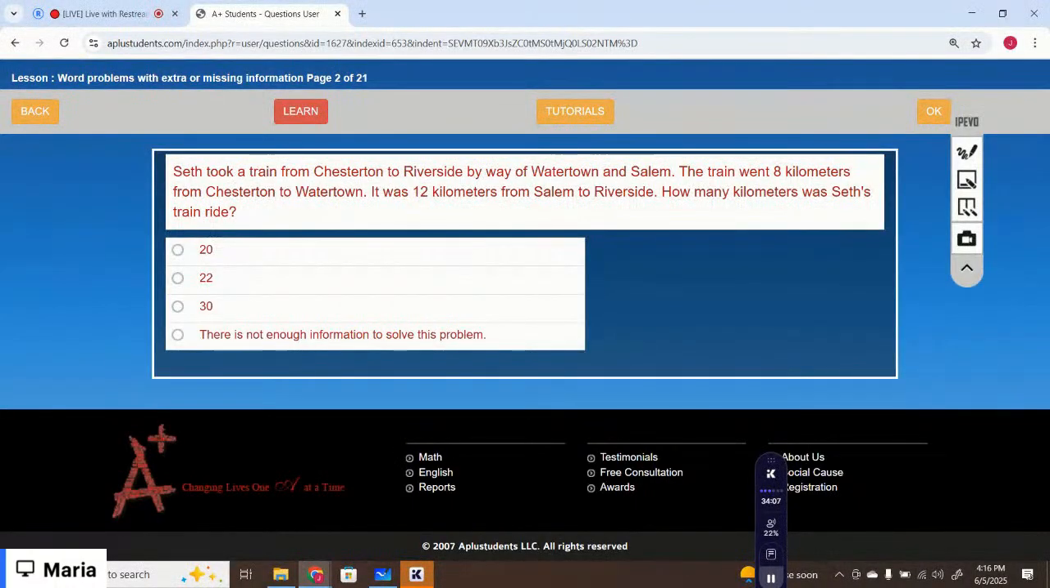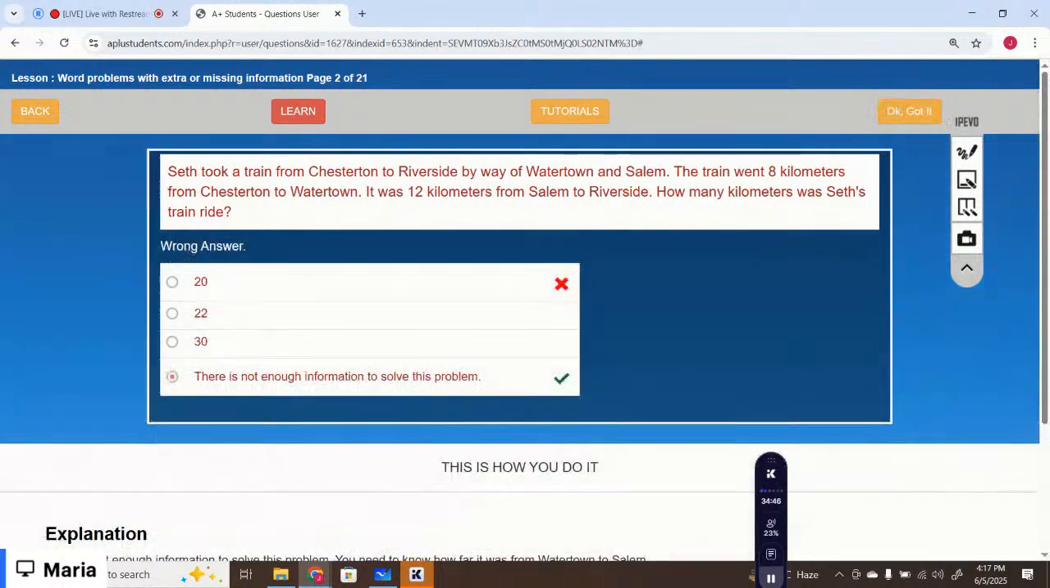Seth took the train from Chesterton to Riverside by way of Watertown and Salem. The train went 8 kilometers from Chesterton to Watertown. It was 12 kilometers from Salem to Riverside. How many kilometers was Seth's train ride? 12 plus 8 is 20. Option number 1 is the correct option.